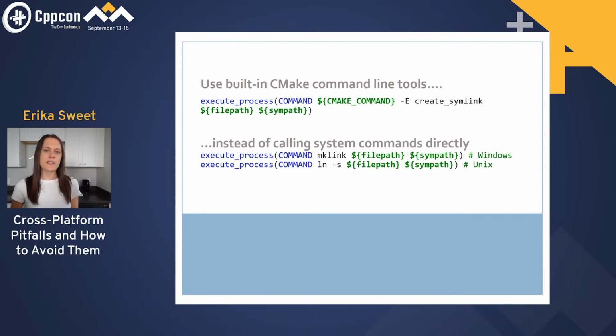First is to use built-in CMake command line tools instead of calling system commands directly. So CMake has a lot of abstractions for common system commands like make directory, remove, copy, echo, and you can call them instead of wrapping your system commands in platform-specific logic. This create symlink command that I'm using in the example was added to CMake in CMake 3.13. And all of these commands can also be used when you're invoking CMake from the command line. This is just an example of what it might look like in the context of a CMake script.